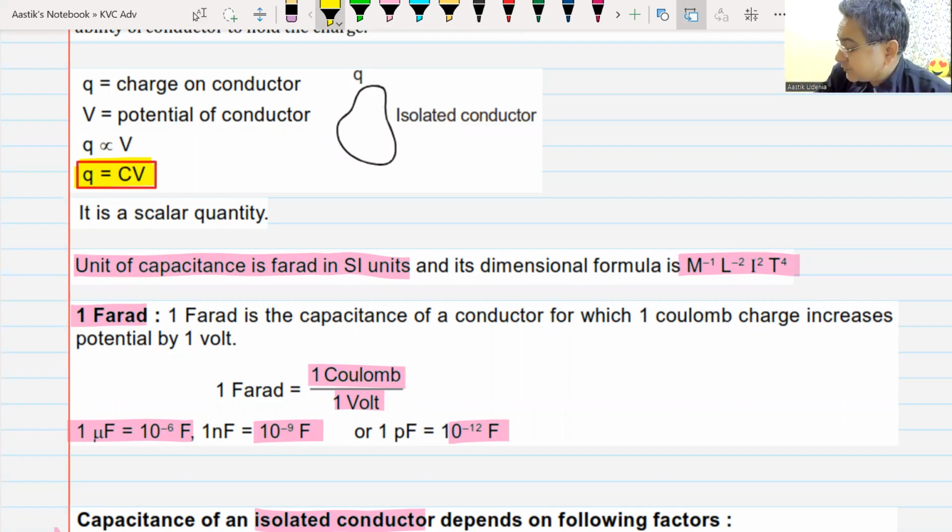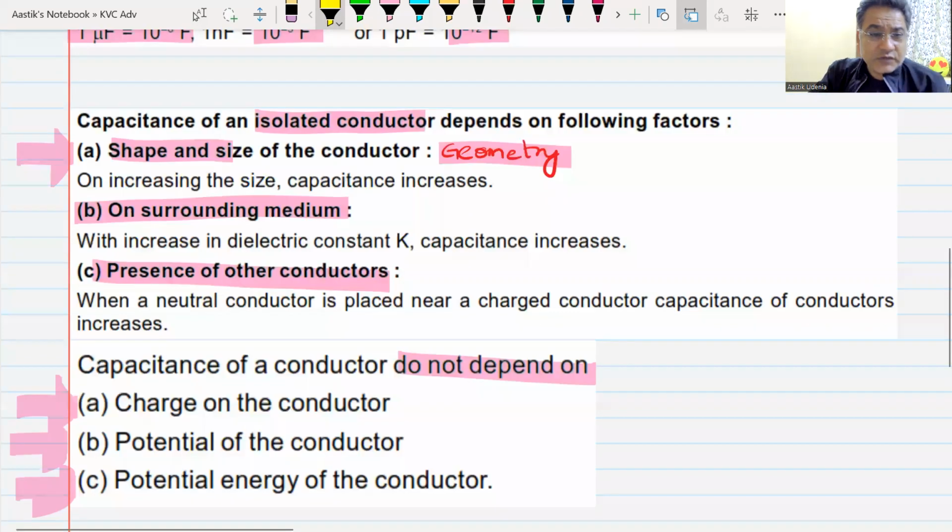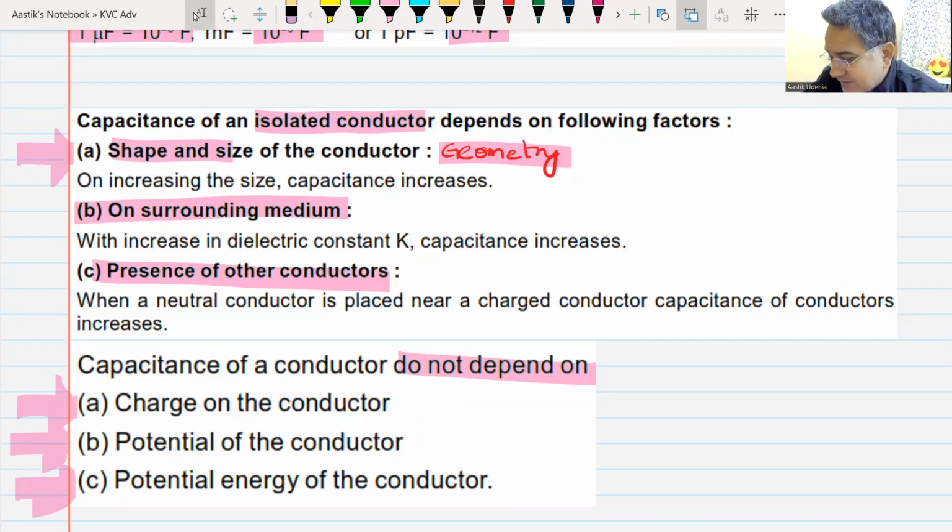If you have a charge of 1 coulomb and the potential of the conductor is 1 volt, the capacitance will be known as 1 farad. Capacitance of a conductor depends on the size and shape, it depends on the surrounding medium, it depends on the presence of other conductors. Capacitance of a conductor does not depend on the charge of the conductor, the potential of the conductor, or the potential energy of the conductor. I hope everyone understands this. Yes or no? Yes, sir.